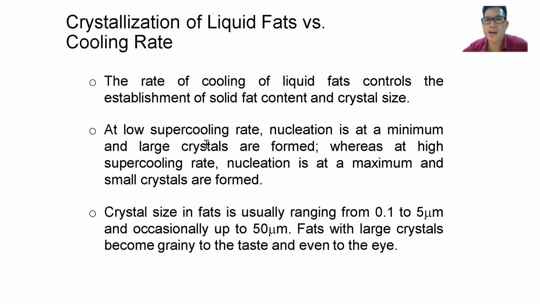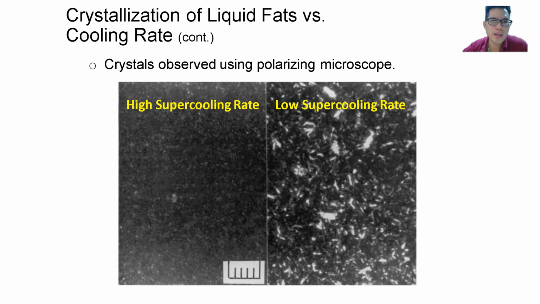Sometimes when you take ice cream out for too long, it becomes a bit liquid already, and when you put it back in the freezer, the ice cream that you eat is sometimes not desirable because it has very large crystals. The crystals can be fats, or they can be water as well. If you look under the microscope, at the high supercooling rate, you can see it is very smooth, with a lot of nucleation but very small crystals. Whereas at the low supercooling rate, there is not much nucleation, but all the crystals are very big, and big crystals can give you a grainy mouthfeel.